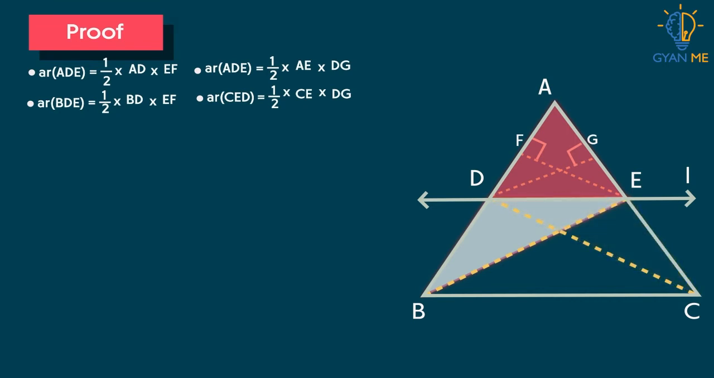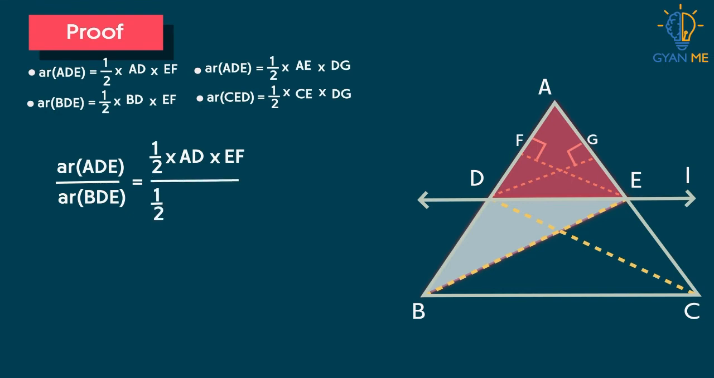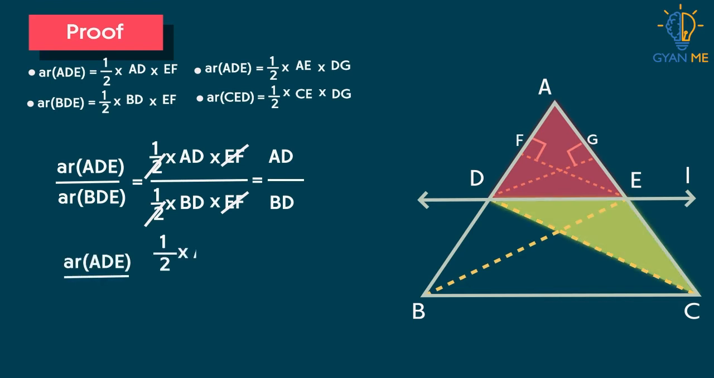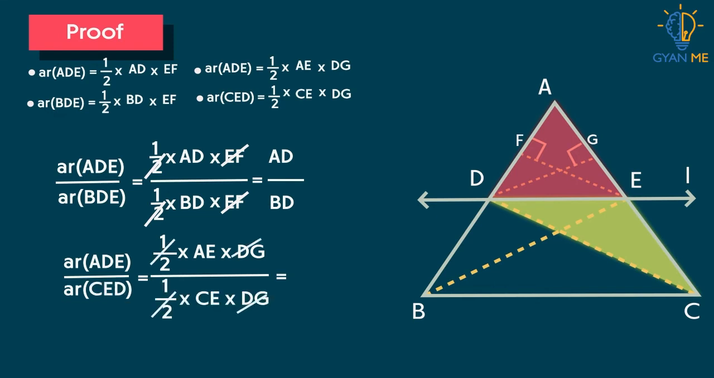Therefore, we get area ADE upon area BDE is equal to half into AD into EF upon half into BD into EF, which gives us AD upon BD. Similarly, on taking the ratio of triangles ADE and CED, we get area of ADE upon area of triangle CED is equal to AE upon CE.